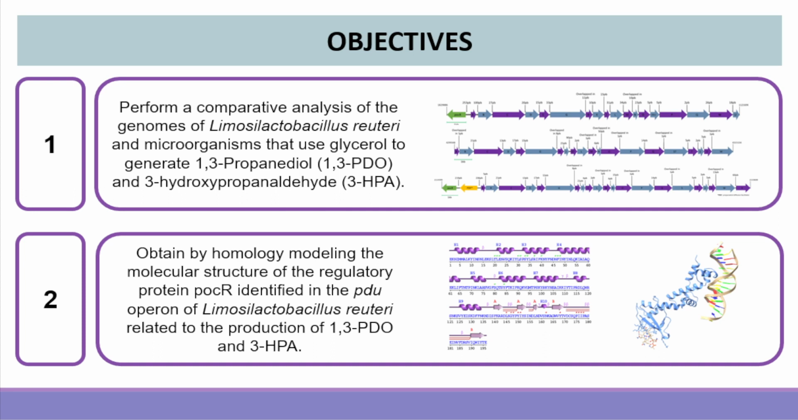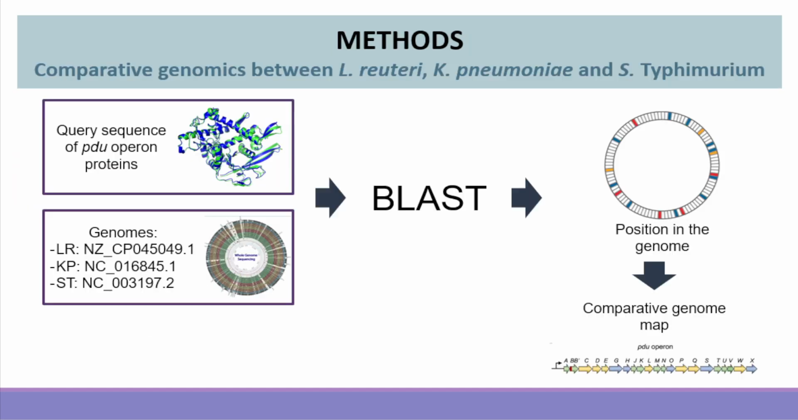Our first goal was to perform a comparative analysis of the genomes of Limosilactobacillus reuteri and microorganisms that use glycerol to generate 1,3-propanediol and 3-hydroxypropionaldehyde. And our second goal was to obtain, by homology modeling, the molecular structure of the regulatory protein PocR identified in the PDU operon of Limosilactobacillus reuteri, related to the production of the compounds previously mentioned.